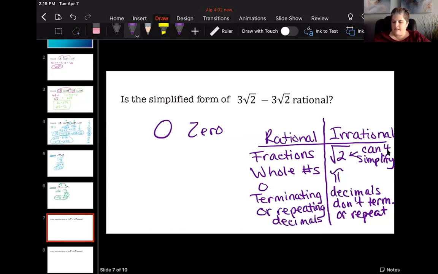You can also think about it like this: irrational people go on and on and on and they don't make any sense. And rational people are people that make sense and you can understand them, and then they stop talking eventually. They terminate, is what I was trying to say. So 0 is a rational number. So that is all you would do for this answer.